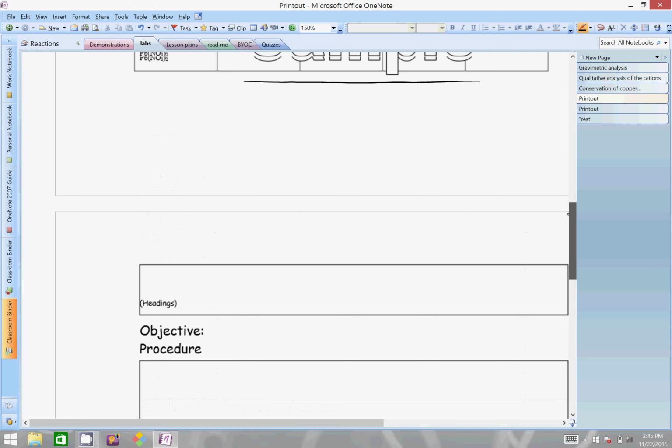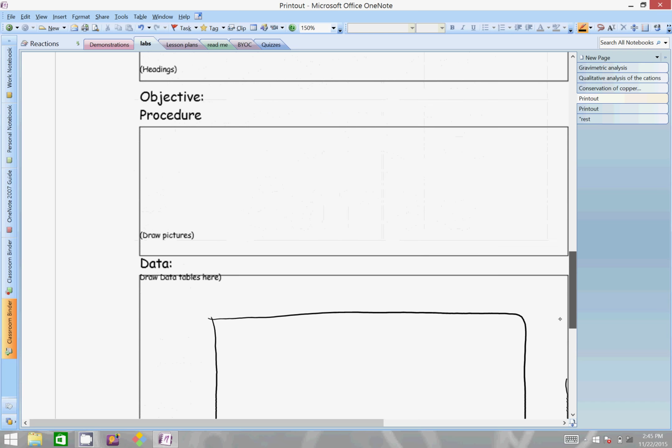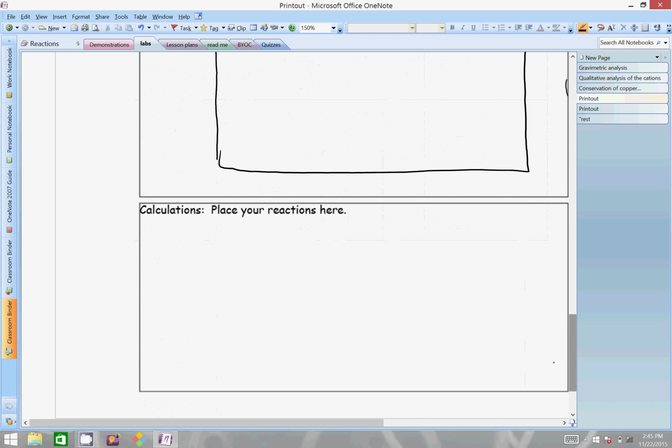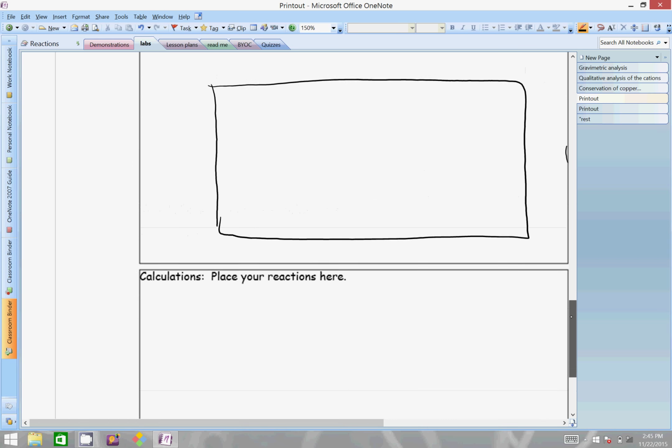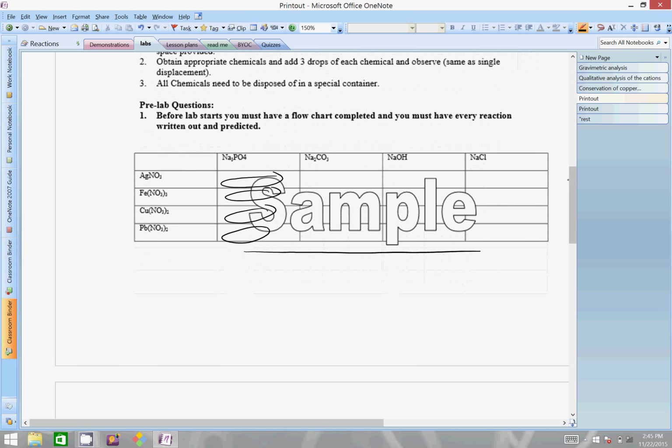At this point, let's say we have all of these chemicals here. I'll start by predicting all the reactions, and then we'll do the lab afterwards. It says place reactions here. You might not have enough room, so you might want to do them somewhere else. It's easiest if you do a bunch of them first. I'm going to do them right here so I can see them.